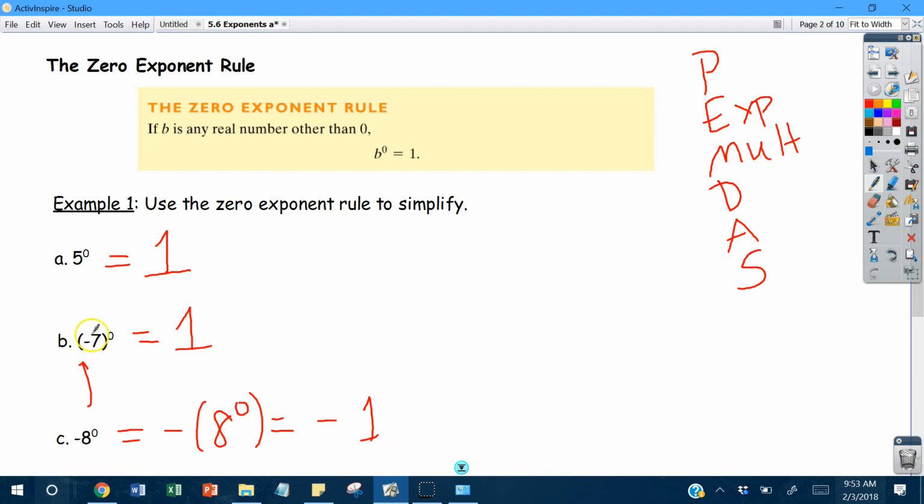Now here, we had -7 in parentheses, in which case we think, let's multiply that by -1 first, and then raise it to the 0, which is how we just end up with 1, like any other case. So these two are a little bit different, even though they look really similar. So you got to keep it straight.